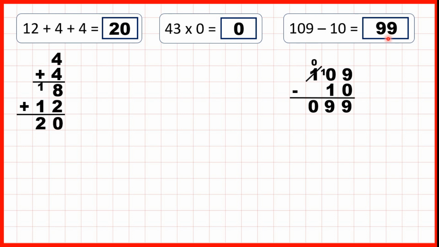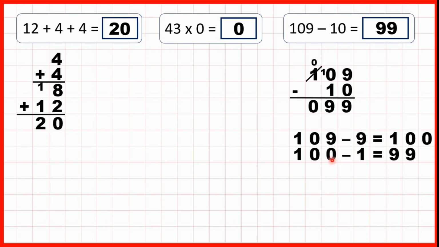But we could have also solved this using mental methods. Starting from 109, if we subtracted 9, that would give us 100. Then from 100, we can subtract one more, and that gives us our answer. So subtracting 9 and then subtracting 1 is the same as subtracting 10.